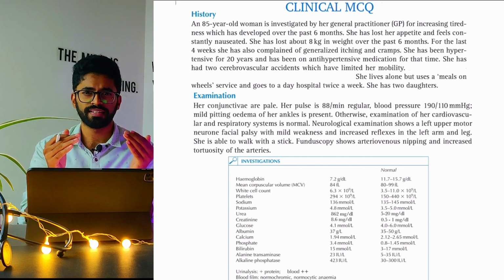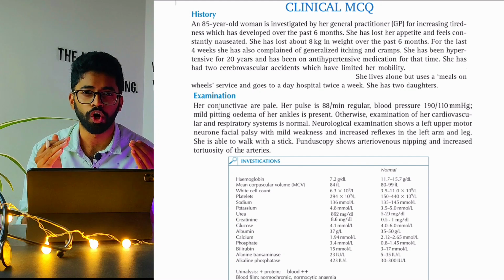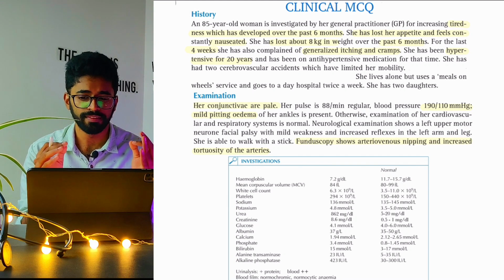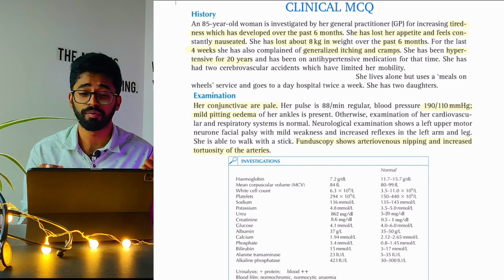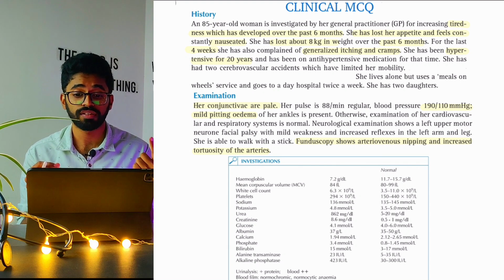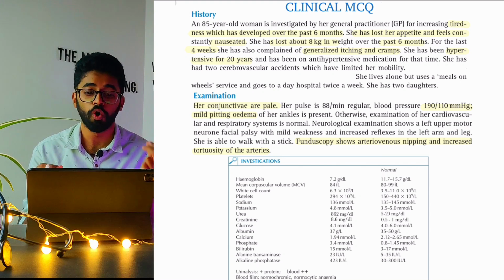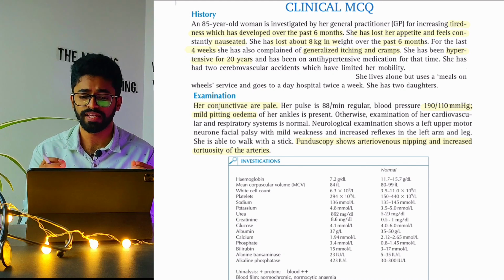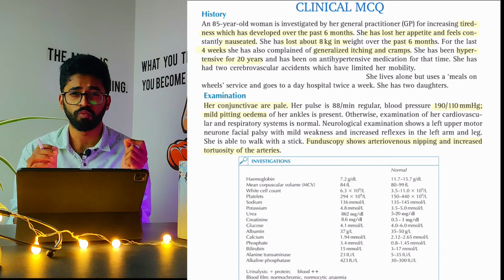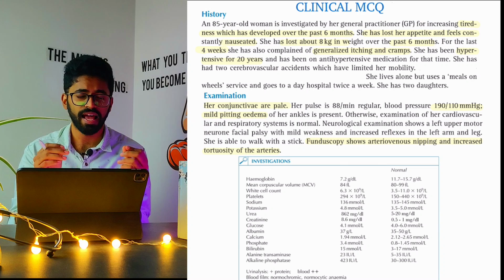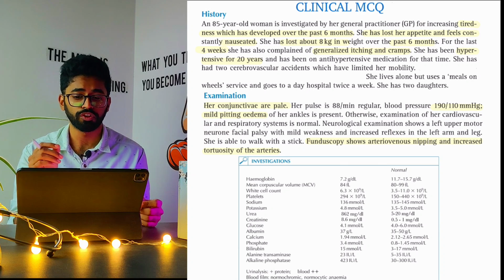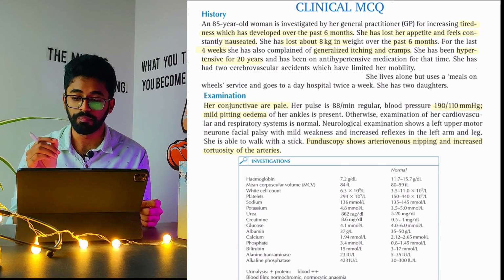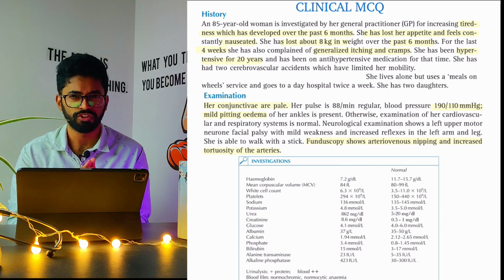So from the history and examination, what are the points that I caught? So the clickbait points I have caught in this question are tiredness which has developed over the past 6 months, and her loss of appetite and loss of weight over 6 months, and she had generalized itching and cramps. She's been hypertensive for 20 years and her conjunctiva is pale, that means she's having anemia. Her blood pressure is 190 by 110 mm Hg and she's having mild pitting edema, and her fundoscopy shows arteriovenous nipping and also increased tortuosity of arteries.